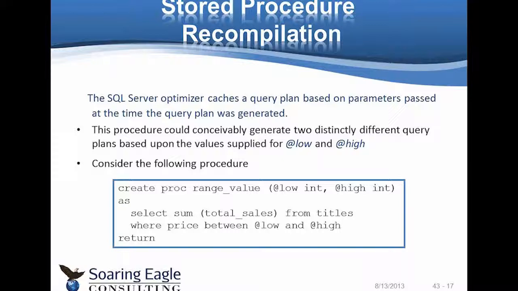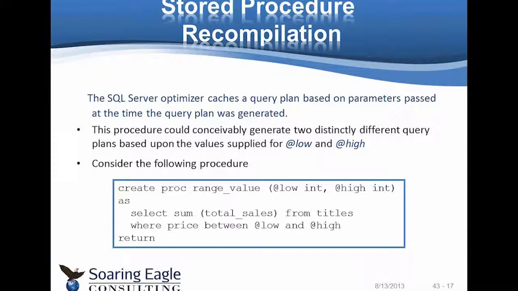But how about something like that? Create a proc specifying a range of values, low and high. Now what I want to do is select the sum of the total sales from the titles table where the price is between low and high. Now, if you saw my indexing presentation, one of the things that we spelled out is that these ranges of values can bite you because the range of values does not necessarily correspond with the volume of data. For example, if I give a range of values between $5 and $20, I'm going to get most of the books at a Barnes & Noble.